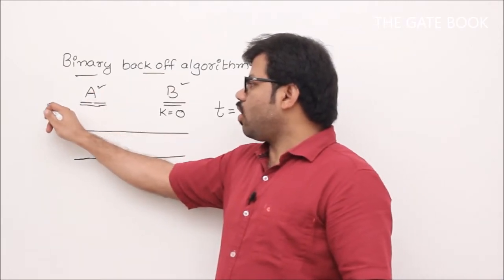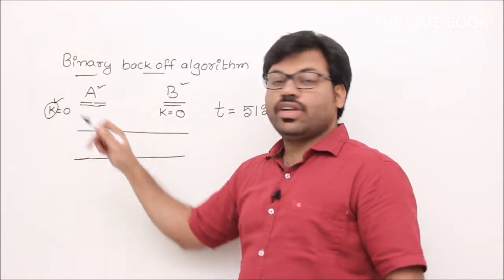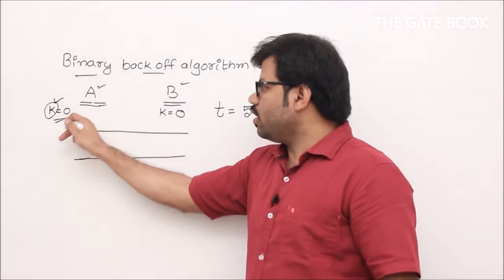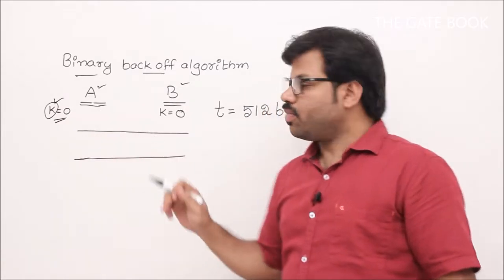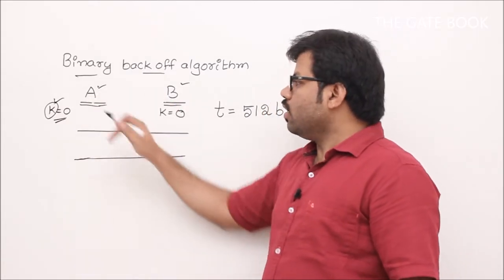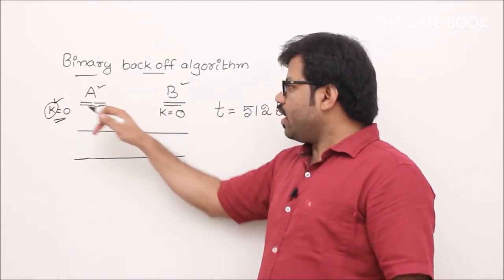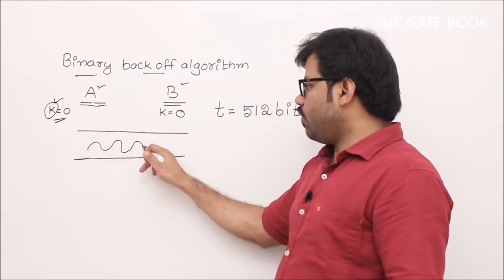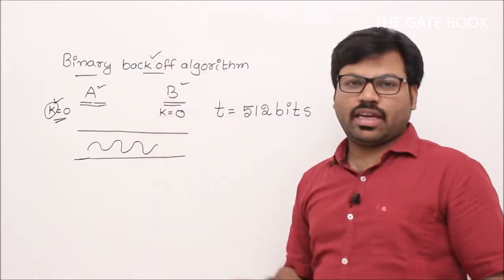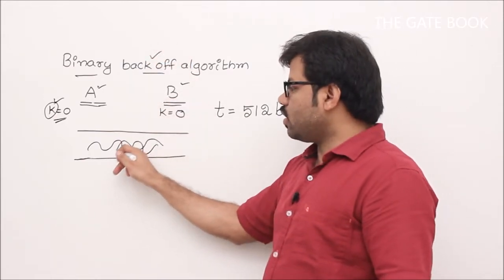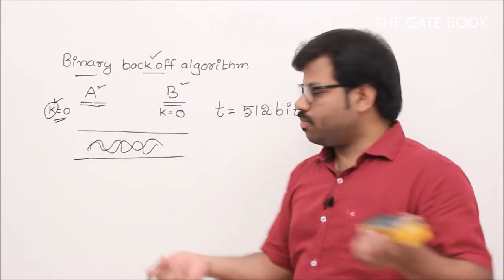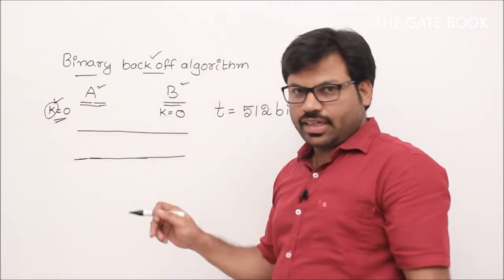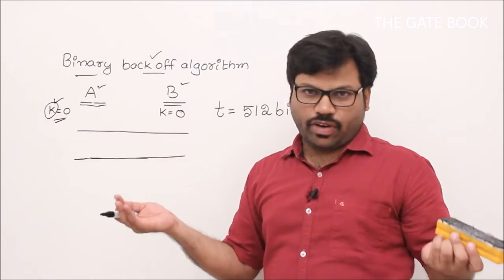We use a variable called K. Using that we are going to decide the waiting time. Let's try to understand that slowly. Initially the K value is 0. Now station A and station B, whenever they have data, immediately send. What if there is a collision? That is the story: if there is a collision, we run this binary backoff algorithm. Assume that there is a collision. If there is no collision, nothing. After the collision, when they detect it, they will stop sending the remaining frame.